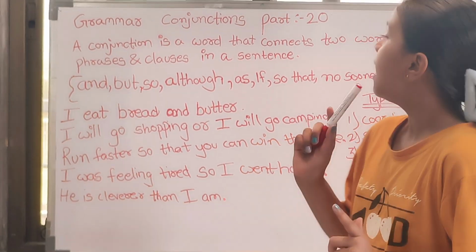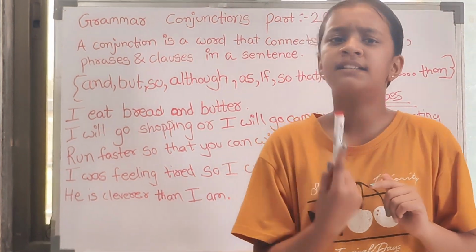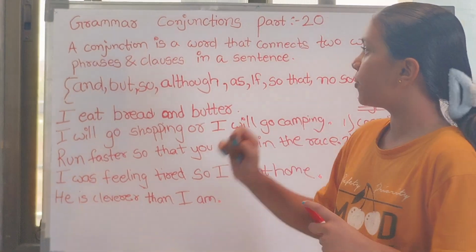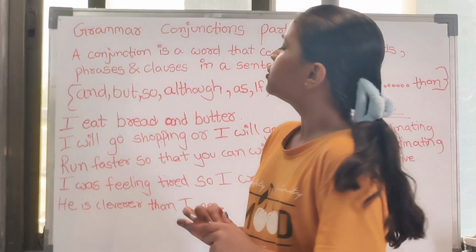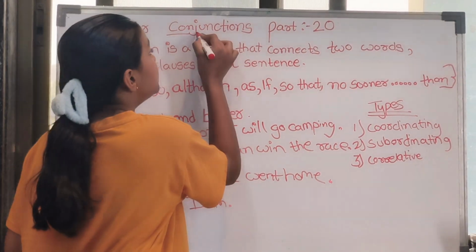Related to yesterday, I have one new topic, and that is about conjunctions. So let's learn what a conjunction is exactly. This is part 20, and we are continuing our grammar course. So now, conjunctions. The word is con plus junction.